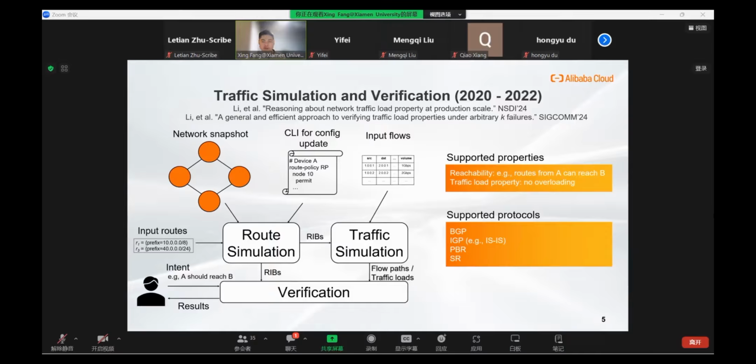Given the input traffic flows and the simulated routing table, Hoyan simulates the forwarding paths of these flows and computes the traffic load on each network link. Then it verifies whether the resulting forwarding behavior and the link utilization after the change meet the intended properties. During this period, Hoyan was also extended to support additional control plane protocols, including policy-based routing and segment routing on top of BGP and IGP.